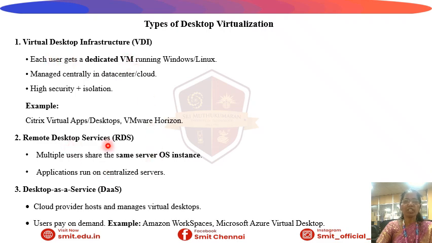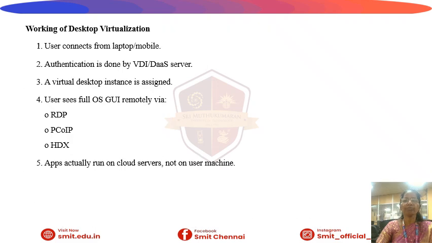The second one is remote desktop services, denoted by RDS. Multiple users can share the same server operating system instance. The applications run on a centralized server. Then the third one is desktop as a service. The cloud provider hosts and manages the virtual desktop. It uses pay on demand. Examples: Amazon WorkSpaces and Microsoft Azure Virtual Desktop.